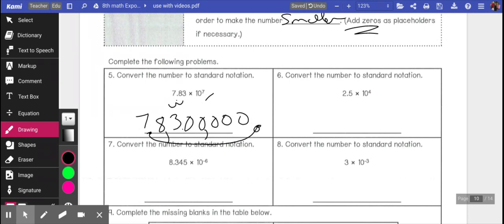Okay, now we're going to do this one. Go ahead and pause if you would like to see if you can do it on your own. So we have 2, and then the decimal point moves once to the end of 5, 2, 3, 4. So we have 25,000.